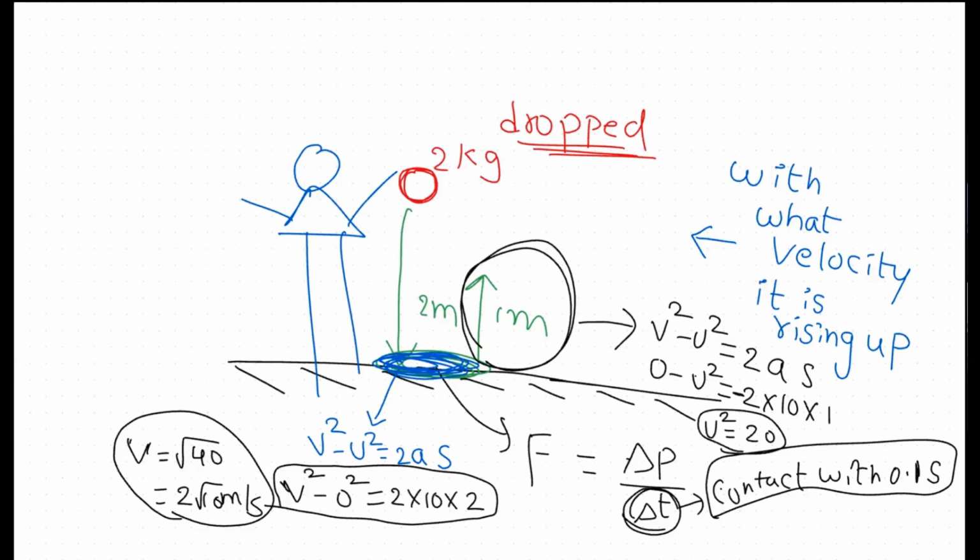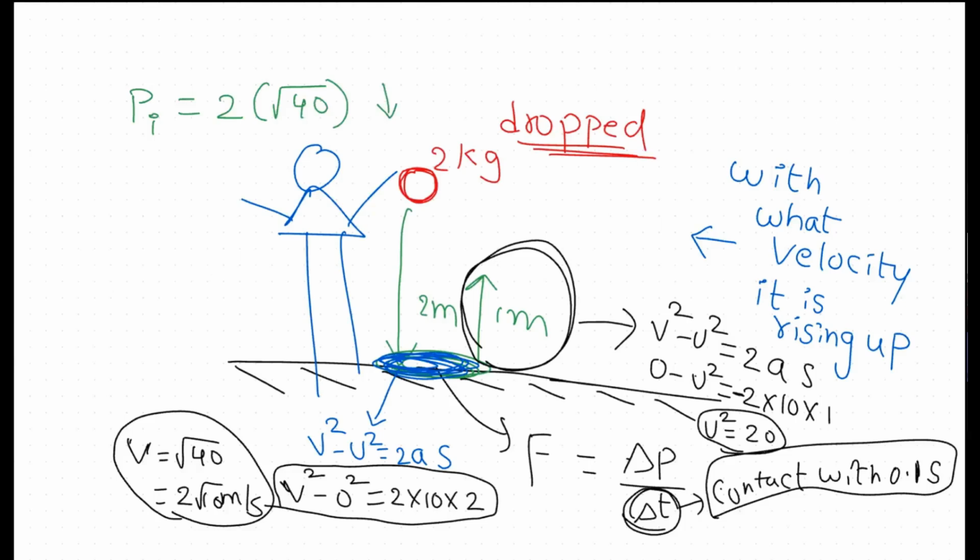Clear or not? Now tell, what is the momentum before hitting the ground? Just before hitting the ground, what is the momentum? 2 root 40, correct or not? How to take it? Can I take minus j cap, or if you don't want to write vectors, you will put momentum is downwards.